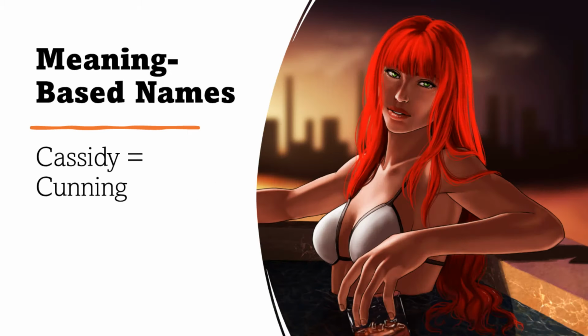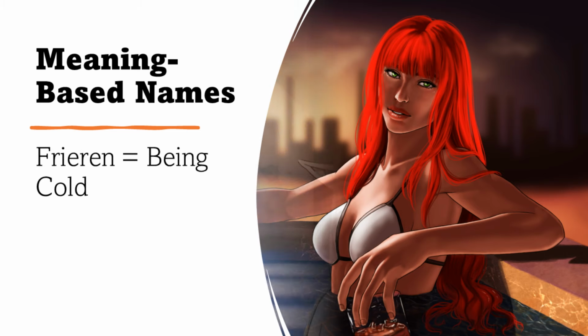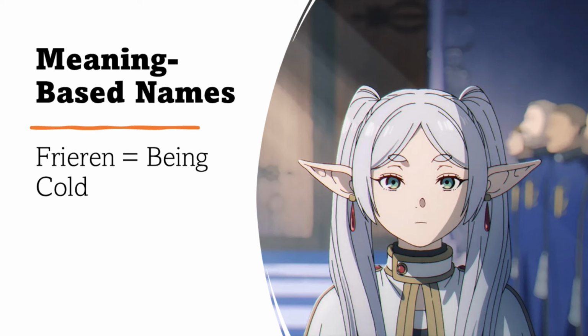Technique number 3, meaning-based names. I'm quite fond of this technique. For instance, I've always been open about my character's name being Cassidy Cain. Why is her first name Cassidy? Because one interpretation of the name is cunning. Look for names that reflect the character's traits, future, or role in the story. For an example that isn't mine, we can see this across Frieren, such as Frieren itself meaning being cold, which reflects her cold exterior nature.